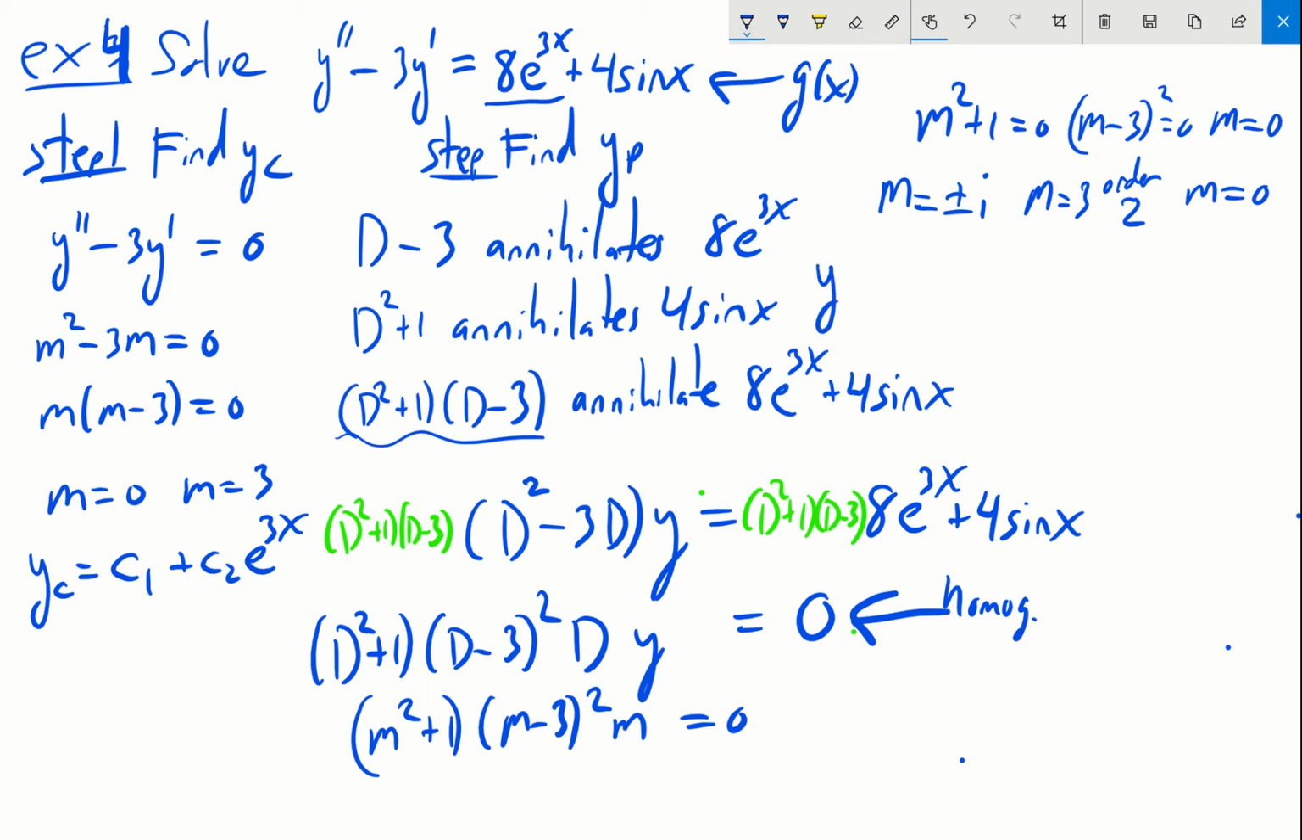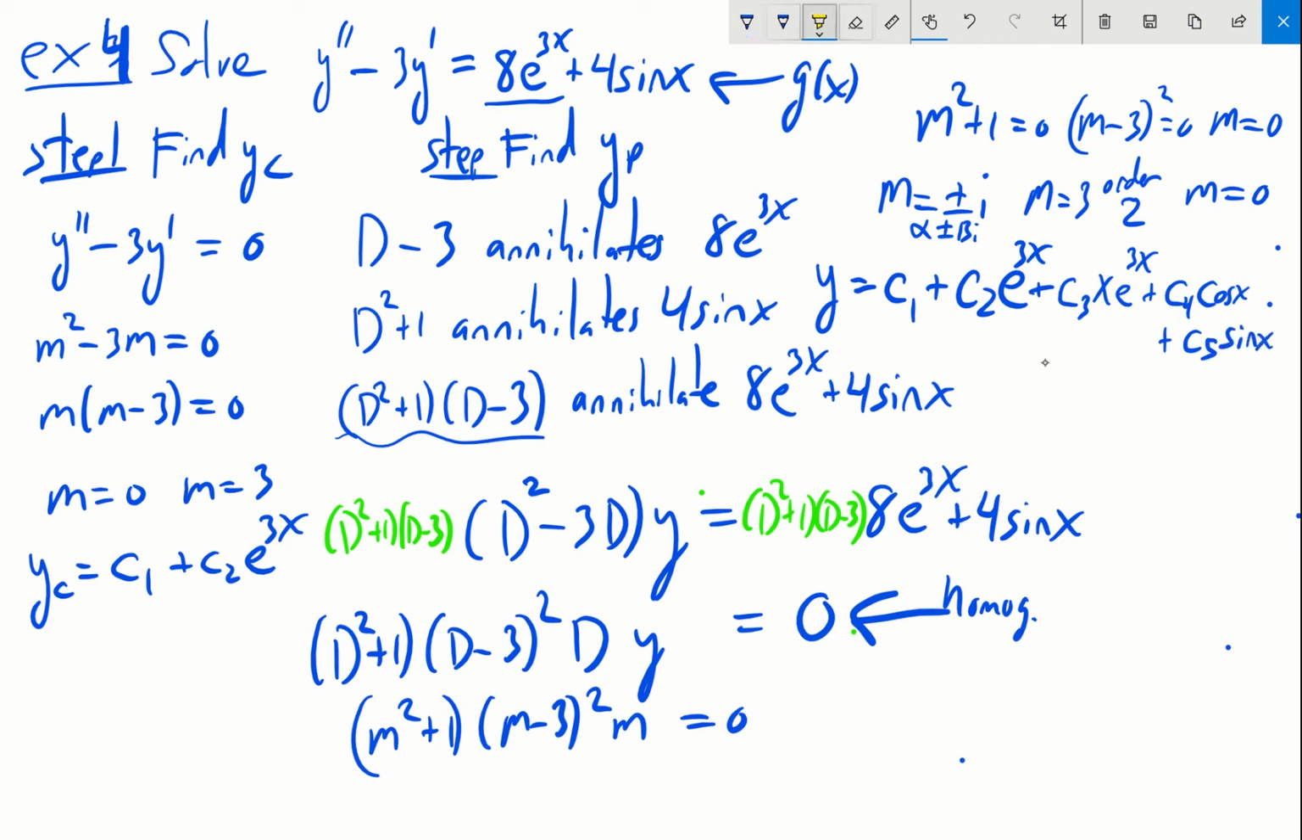So the solution is going to look like this. We're going to have y equals, let's handle the easy parts first. We have the 0, that's going to be c1, plus now we have 3 of order 2. So that's going to be a c2 e to the 3x, but then we also get a c3 x e to the 3x. And then this is a complex solution. Think of it as alpha plus or minus beta i, where alpha is 0. So that's going to give us a c4 cosine of x plus c5 sine of x.